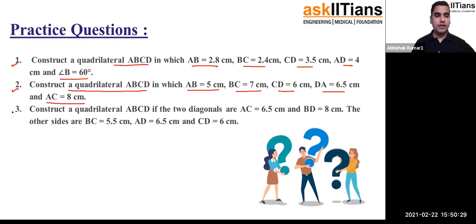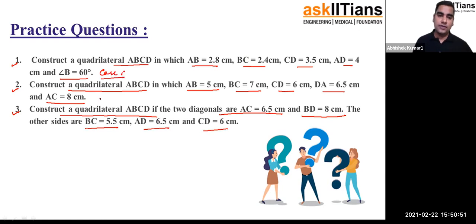Okay. In the third case, you have to construct a quadrilateral ABCD where the two diagonals are provided: one diagonal is AC, with length 6.5 centimeters, and the other diagonal is BD, with length 8 centimeters, and the lengths of three other sides are also provided. So this is your case 3. This is your case 1, this is your case 2, and this is your case 3 that we discussed in today's session. And here, what's the note? The note is to write the steps of construction as well.